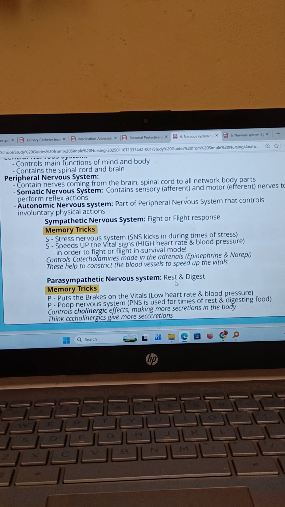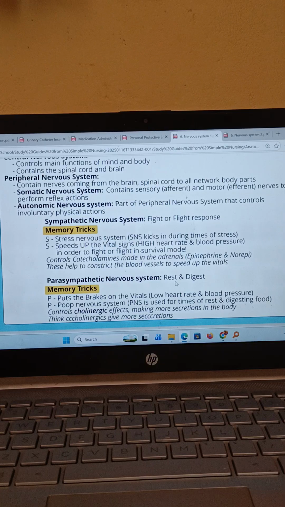What about the parasympathetic nervous system? It's always in charge of rest and digest. You just need to know it always puts the brakes on the vitals. So when the parasympathetic nervous system kicks in, we have low vitals, low heart rate, low blood pressure. It mainly works by controlling cholinergic effects, making more secretions in the body.